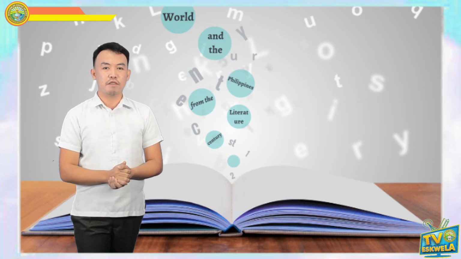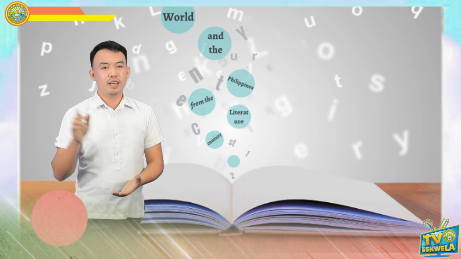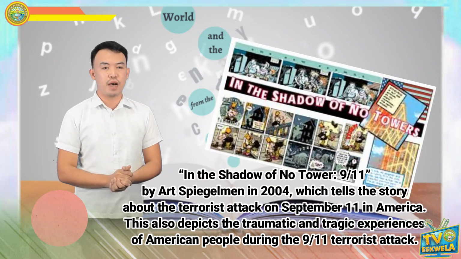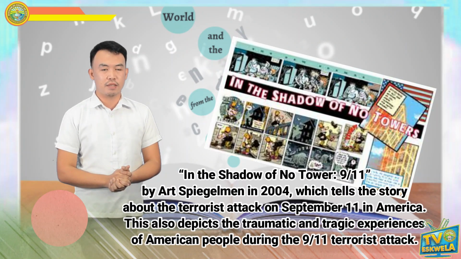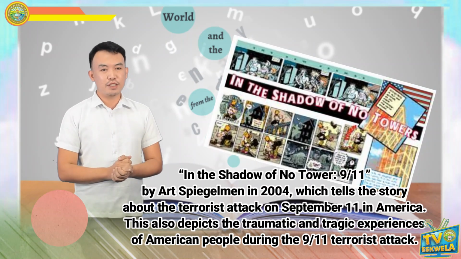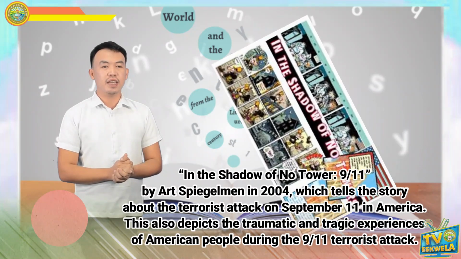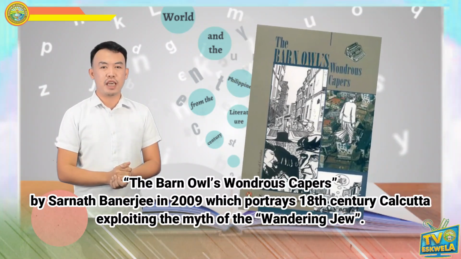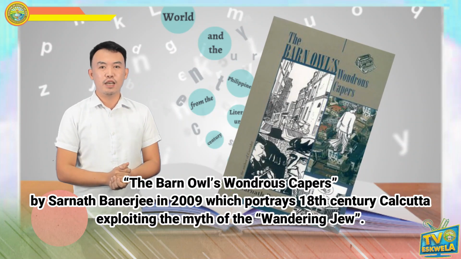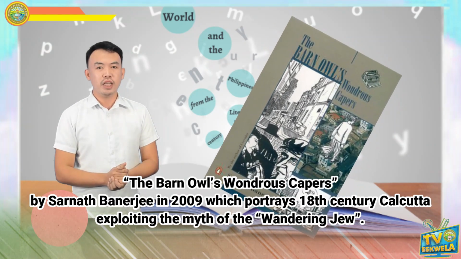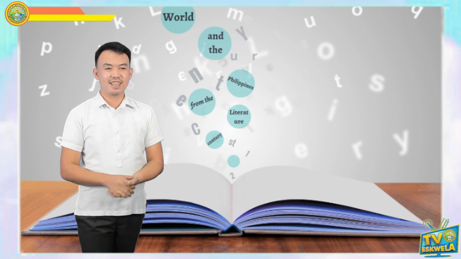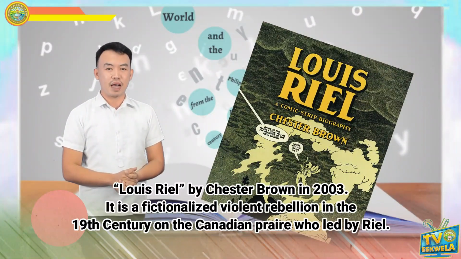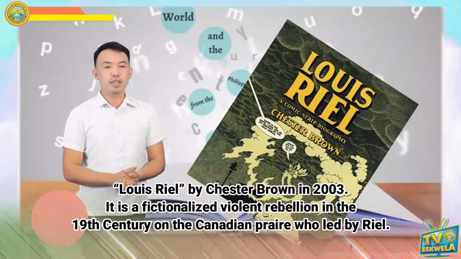Some of the examples of graphic novels are the following. First, In the Shadow of No Tower 9/11 by Art Spiegelman in 2004, which tells the story about the terrorist attack on September 11 in America. This also depicts the traumatic and tragic experiences of American people during the 9/11 terrorist attack. The second one is The Barn Owl's Wondrous Capers by Sarnath Banerjee in 2009, which portrays 18th century Calcutta exploiting the myth of the Wandering Jew. The third one is Louis Riel by Chester Brown in 2003. It is a fictionalized violent rebellion in the 19th century on the Canadian Prairie, which was led by Riel.